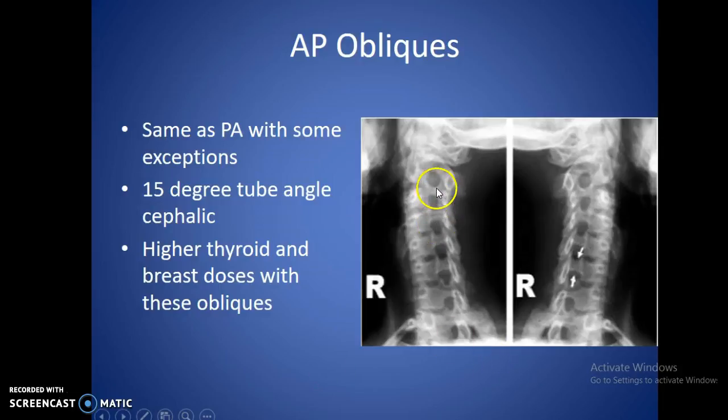What you're going to look at is you're going to look for the foramina going down each way. We are going to see that foramina on both sides of the neck, so we do need to do these bilaterally. That means you're going to do one RAO, one LAO, or one LPO, and one RPO on there.